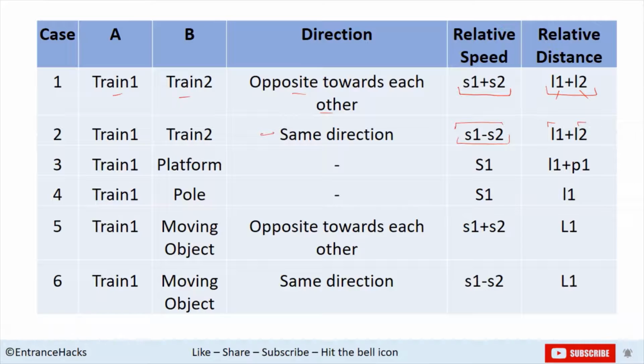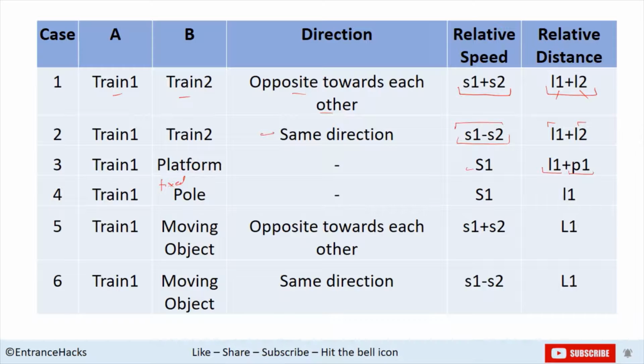Similarly, in the third type of question, when a train crosses a platform, the speed would be just the speed of the train. However, the distance it has to travel would be the length of the train plus the length of the platform or bridge. Then if the train has to cross a fixed pole or a fixed person who is not moving, the speed would be the speed of the train and the length would be just the length of the train.